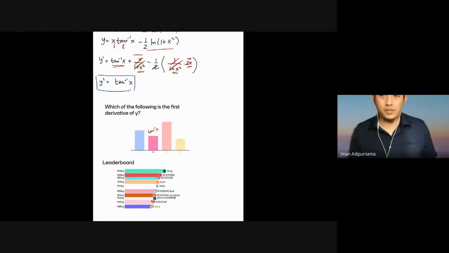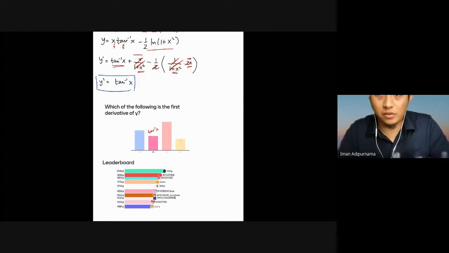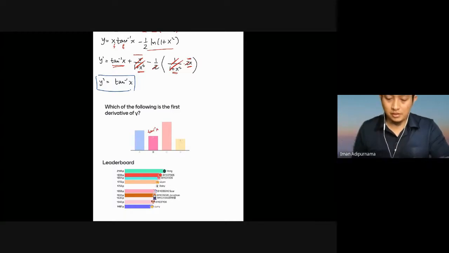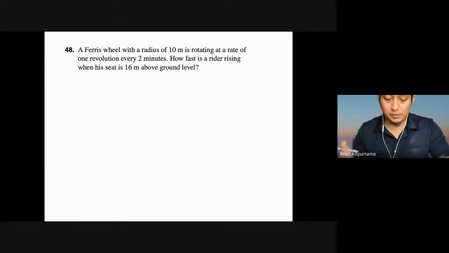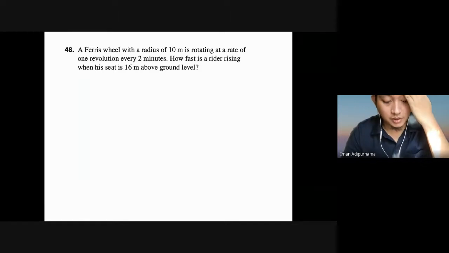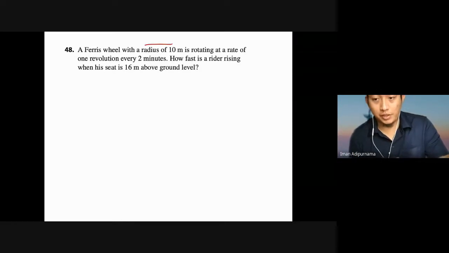Before we go to the next section in chapter 3, let me give you another example from the textbook. We have a Ferris wheel. It has a radius of 10 meters. It's rotating at a rate of 1 revolution every 2 minutes. How fast is a rider rising when his seat is 16 meters above ground level?